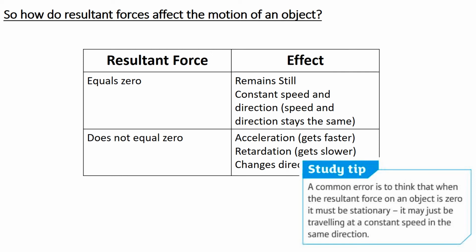And as we've put here, a little tip for you, lots of people get really confused, especially with the pressure of exams. They say, oh, if the resultant force is 0, then the object must be stationary, it cannot be moving. But you need to remember that something that's got a resultant force of 0 can be moving at a constant speed in the same direction. All right.